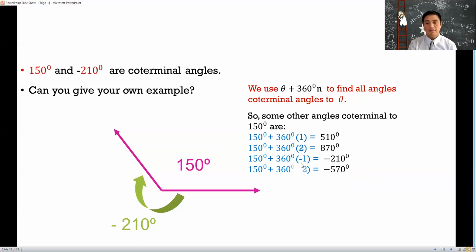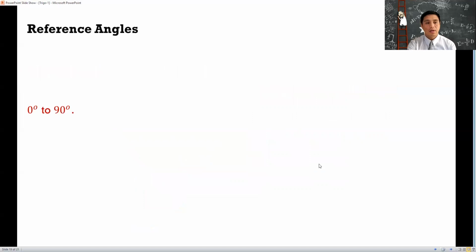Or if you use negative 2 for your n, you will have 150 minus 720, or negative 570 degrees. And if you use a negative 3 for n, 150 minus 1080, you will get negative 930 degrees. So as you can see, there are many different coterminal angles to a certain angle. You can have positive coterminals or negative coterminals.